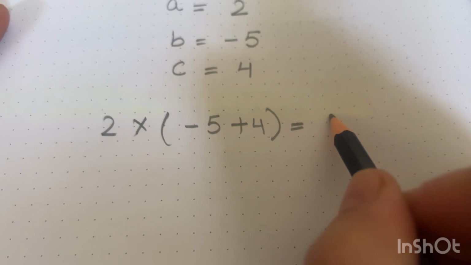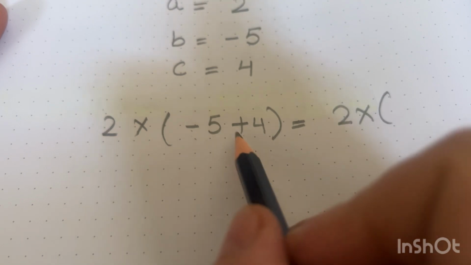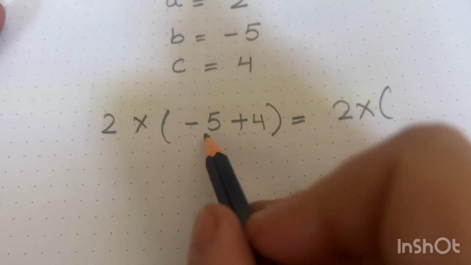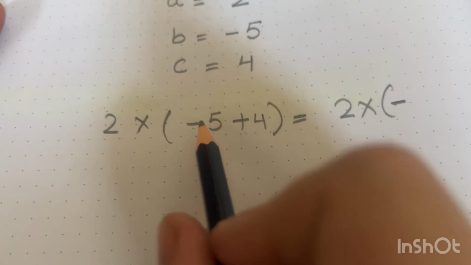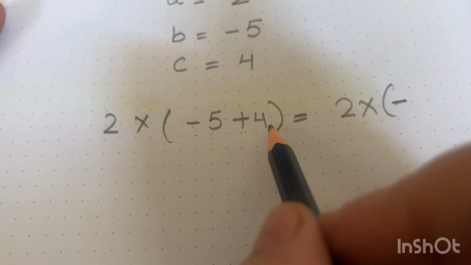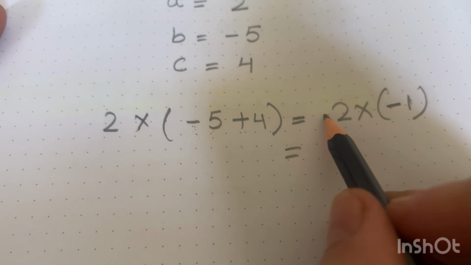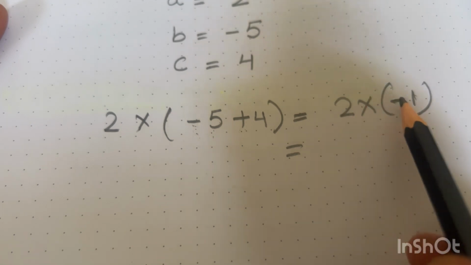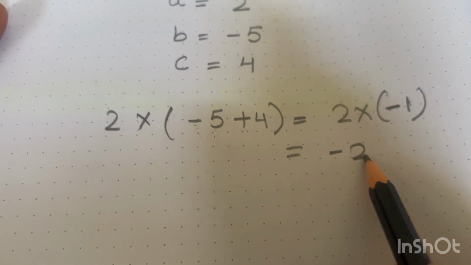Let us solve the bracket first. When we add a negative and a positive integer, the operation we apply is subtraction, and the sign will be that of the bigger number. The bigger number here is 5, and there is a minus sign in front of 5, so we write a minus sign, and the operation we apply is subtraction. So 5 minus 4 is 1. Further solving it, in multiplication of a positive and a negative integer, the sign will remain minus. 2 ones are 2. So here the answer is minus 2.